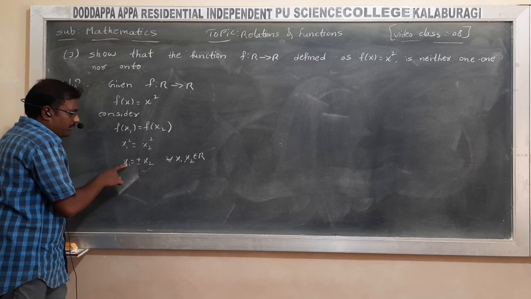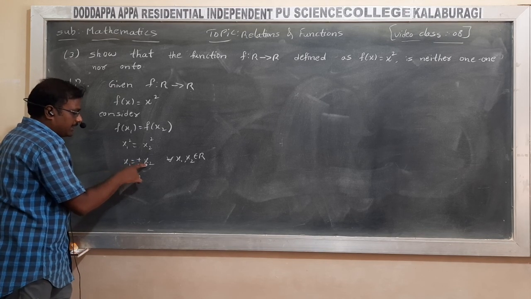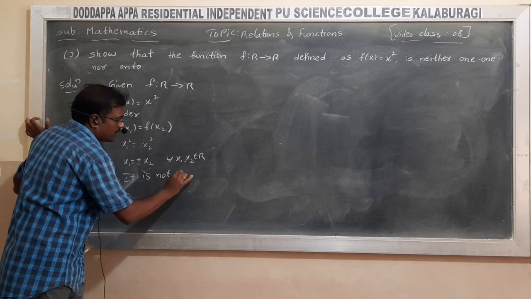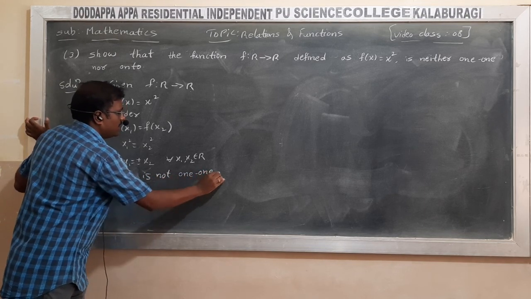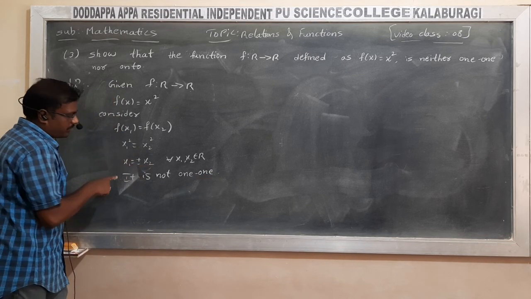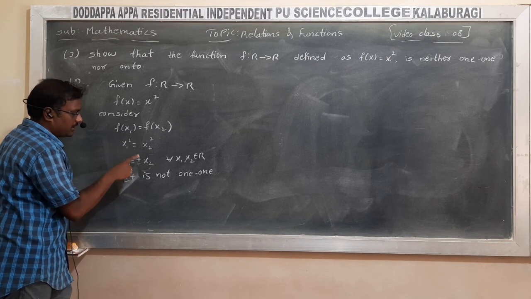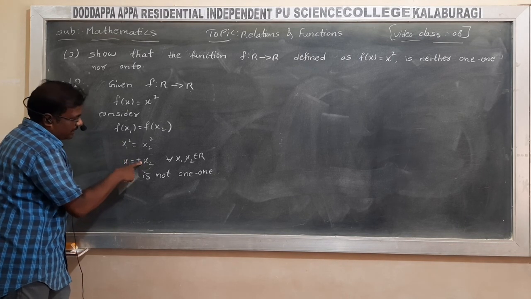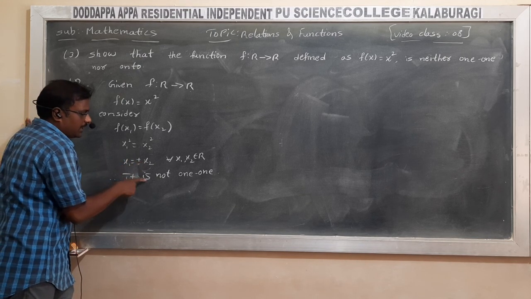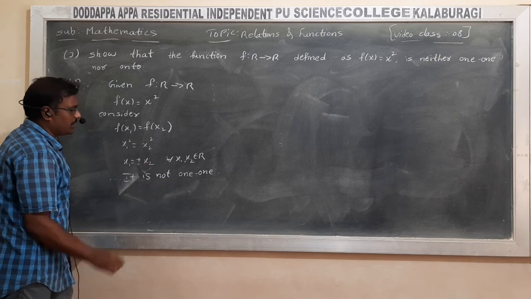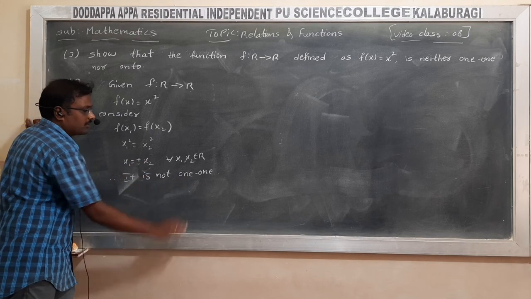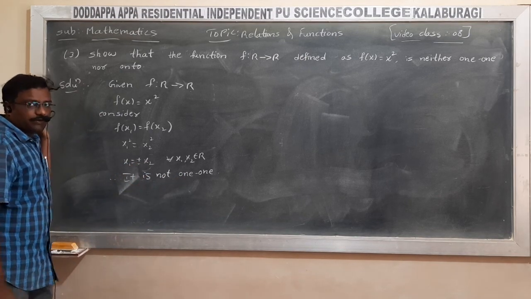So when you get x1 is equal to plus or minus x2, then it is not a one-one function. Okay, because by the definition of one-one, different elements have different images. But here the same image comes from different elements. So that's why it is not one-one. Another thing you have to remember always: when you get x1 is equal to plus or minus x2, then it is not one-one function.